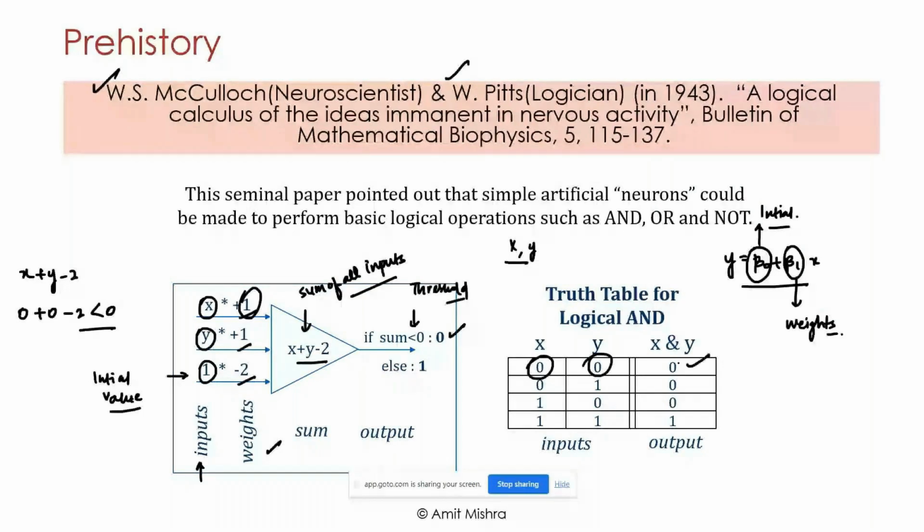Similarly, you can replace this by 1 and 1. What happens in that case? 1 plus 1 minus 2 equals 0. Now, is 0 smaller than 0? Answer is no. So what is the else condition? 1. That's why we have got the 1 here. That's the basic building logic of how an artificial neural network works.